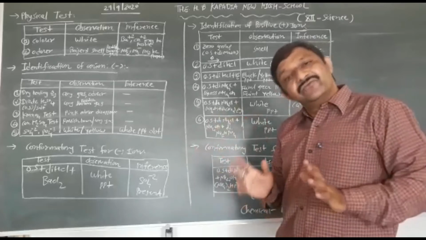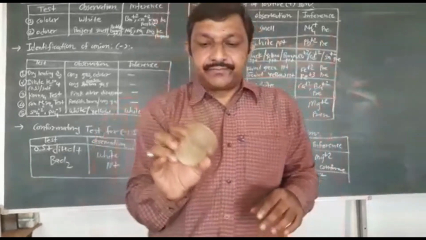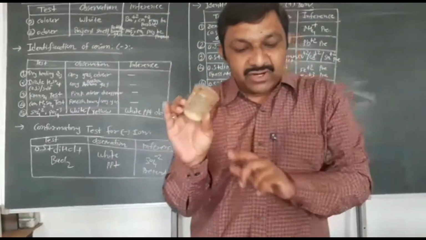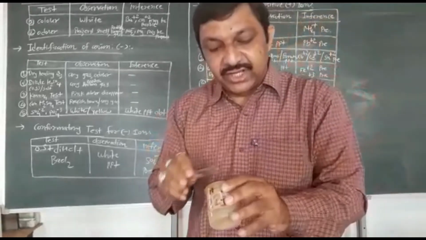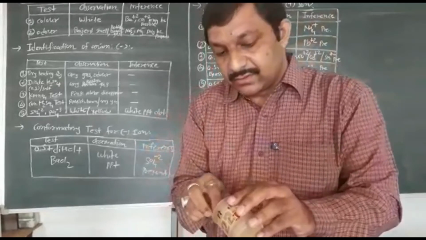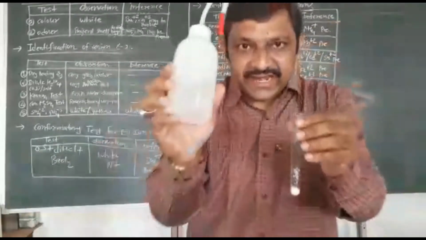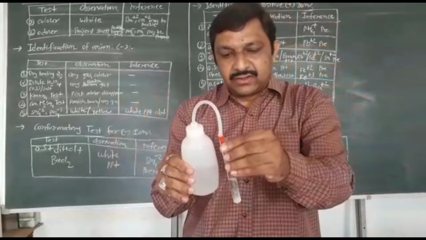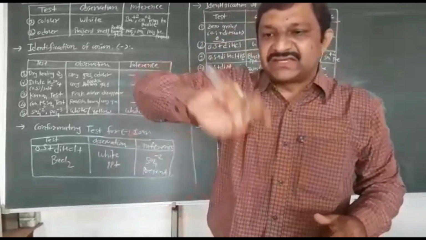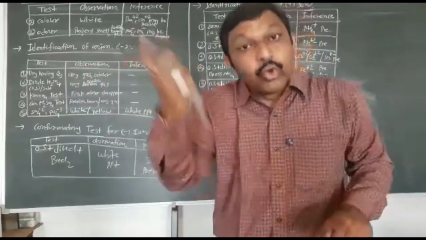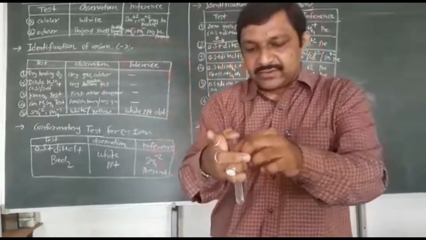Clear? Now we will perform the practical. Here is your MgSO4 in powder form. First of all we will make a solution of MgSO4. I am taking MgSO4 here and here is your distilled water. First you have to prepare the MgSO4 original solution. So here is your original solution of MgSO4.